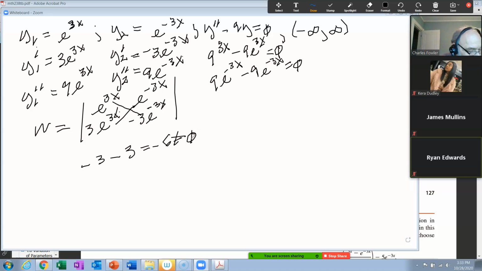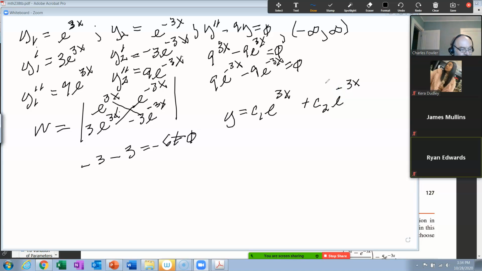Now, since that's not equal to 0, we conclude that these form a fundamental set of solutions, and that consequently any linearly independent combination of those will be your general solution. So your y, the general solution, would be c1 e to the 3x plus c2 e to the minus 3x.